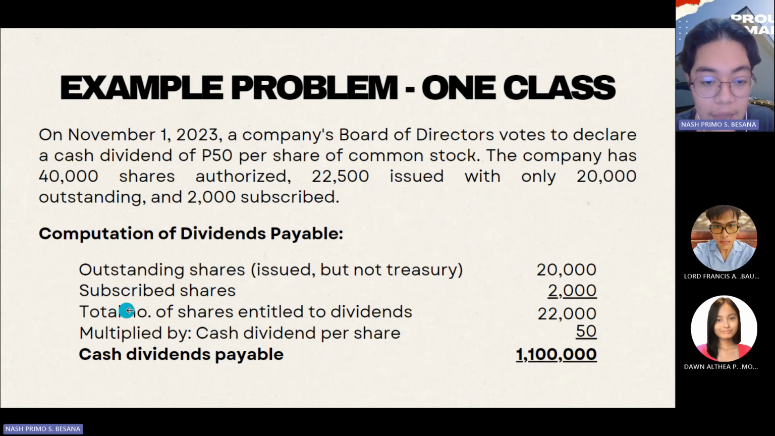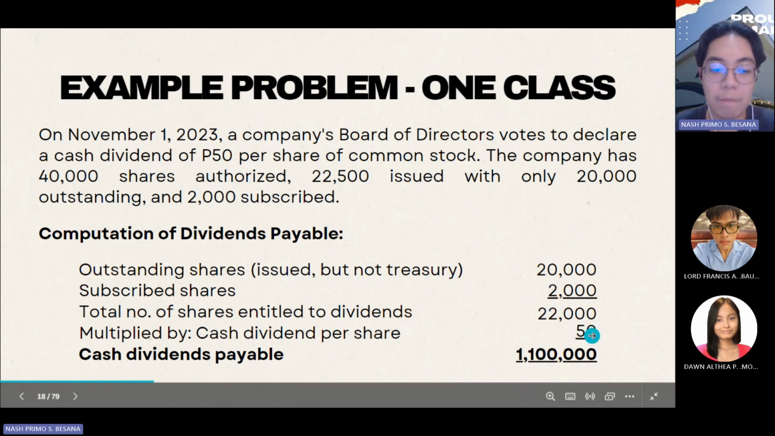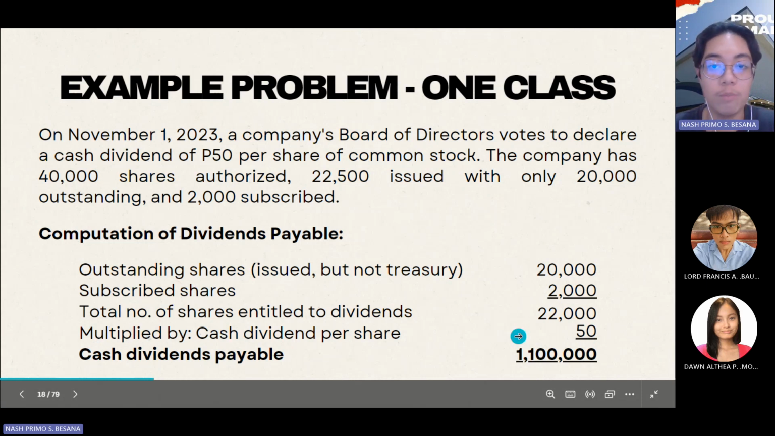They would be multiplied by the declared cash dividend per share. Ang nakalagay kasi dito is hindi full amount yung binigay. Ang binigay lang is cash dividend per share, hindi total cash dividends. So meron daw 50 pesos per share. So bawat isang share makakatanggap ng 50 pesos. So 22,000 times 50 pesos, the total amount of cash dividends payable would be 1,100,000 pesos.